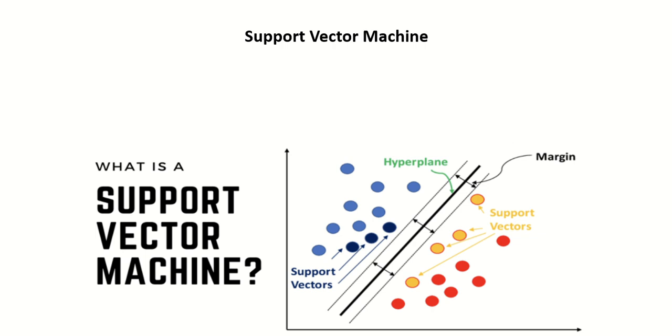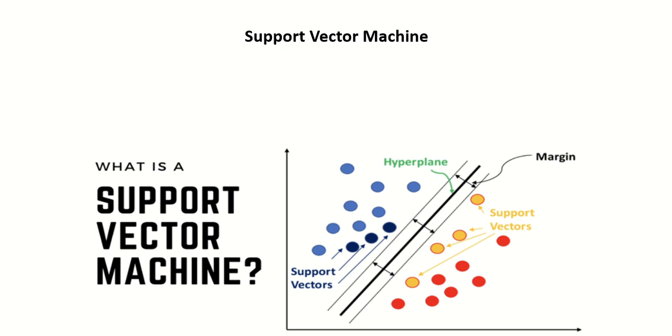SVM aims to find the hyperplane that maximizes the margin between the two classes. The margin is the distance between the hyperplane and the nearest data points from each class. The nearest data points are called support vectors. The black lines on either side of the hyperplane represent the margins. The goal of SVM is to maximize this margin to ensure that the classes are well separated.